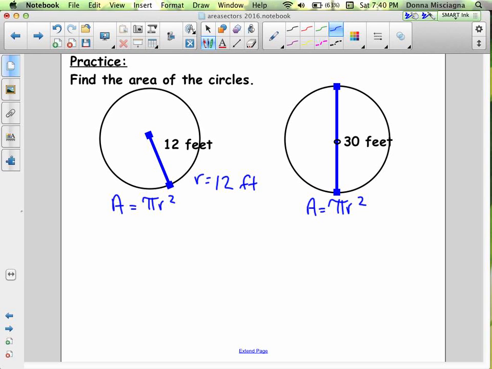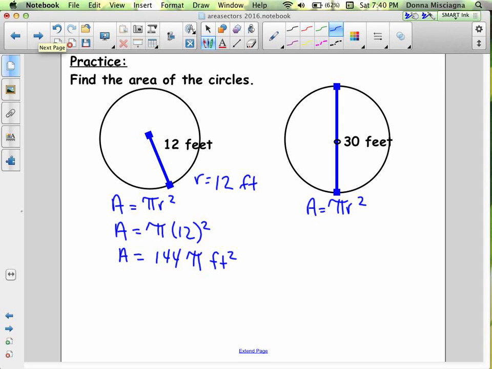So now let's find the area of this circle. So the area is equal to pi, our radius is 12, squared. Now 12 squared is just 12 times 12, which is 144. So our area is going to be 144 pi, and we use square units, so that's feet squared.